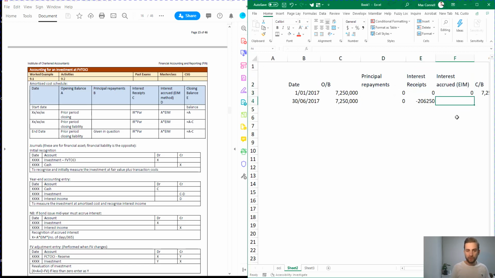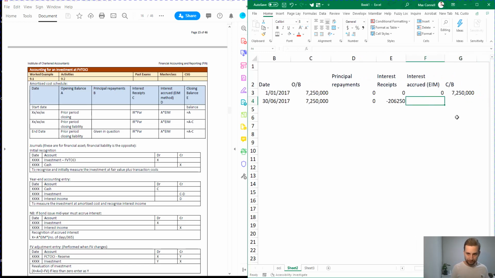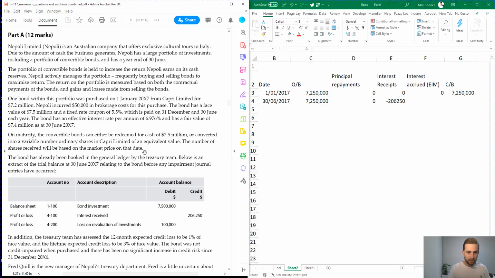But if you don't quite understand what's going on here, just follow the table. As long as you get the right answer down on paper, that's the most important thing. You can always develop your understanding later on after the exam. So according to the exam Bible, this is calculated as A times EIM, where A is the opening balance, and the EIM is the effective interest method we'll have to get from the question. So let's bring it up over here.